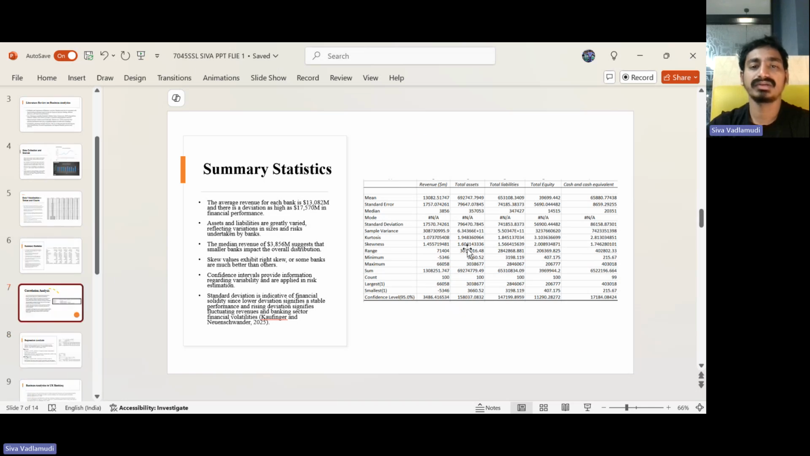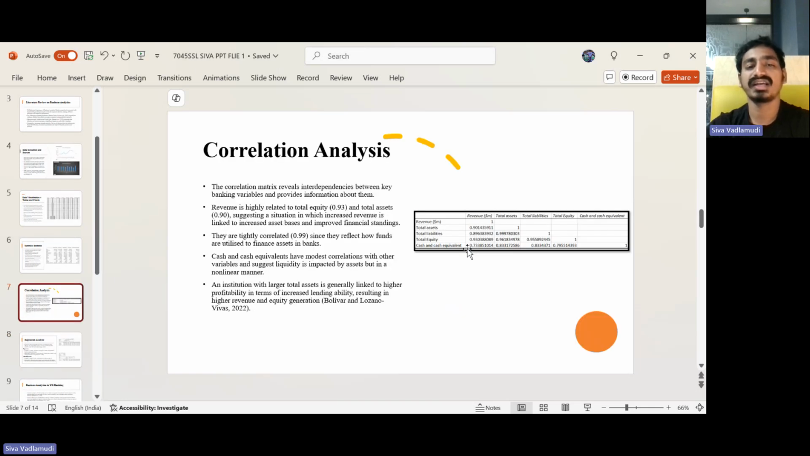Next is correlation analysis. The correlation analysis is a matrix of independent and dependent variables between the key banking variables, which provides information. Revenue is highly related to total equity and to total assets, 0.90, and equity is 0.93. It reflects financial solidity. Assets and liabilities at 0.9 are also highly related, and greater assets improve profitability, in turn increasing liability and risk while raising revenue.